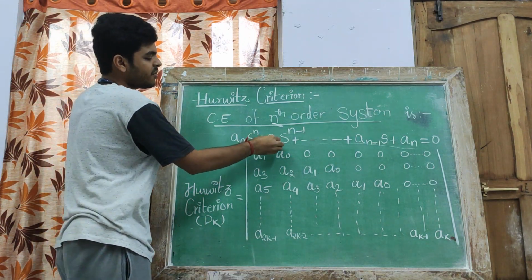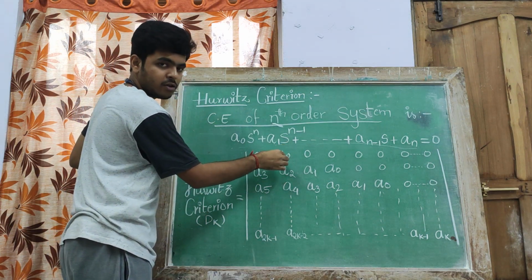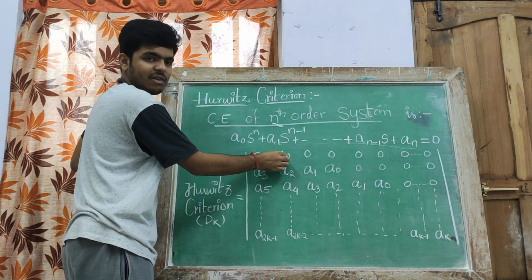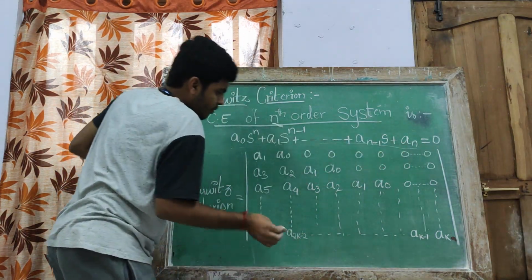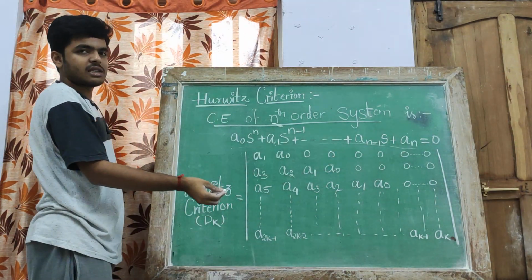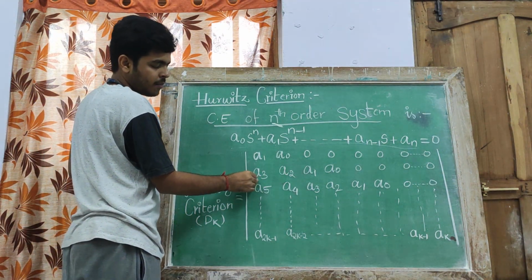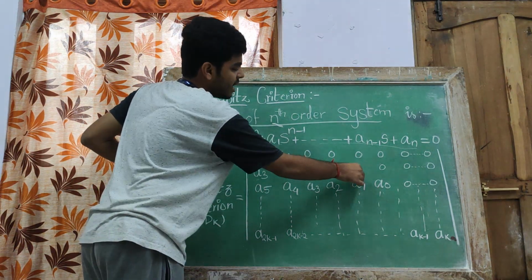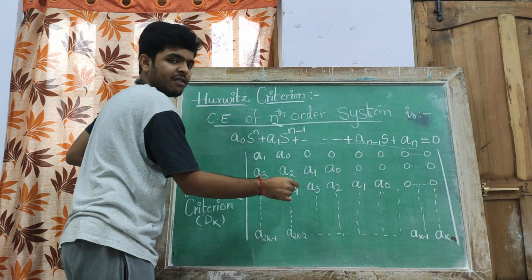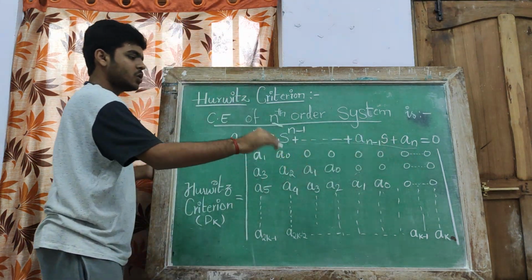So, if we see here, first we start with a1. So a1, then we sequentially write this. After a1, we get a0. Then we write all zeros. Then moving to the next even term, coefficient a3, we write a3, a2, a1, a0. Then after completion of a0, we don't have any term, so we write 0, 0, 0 and so on.